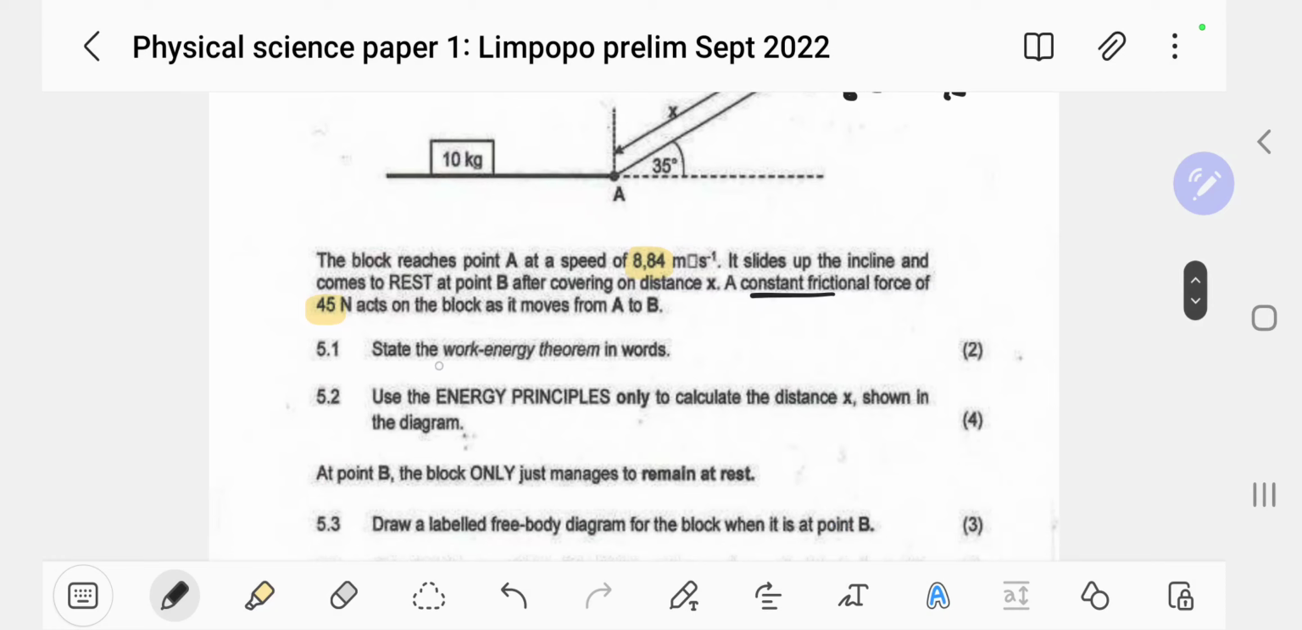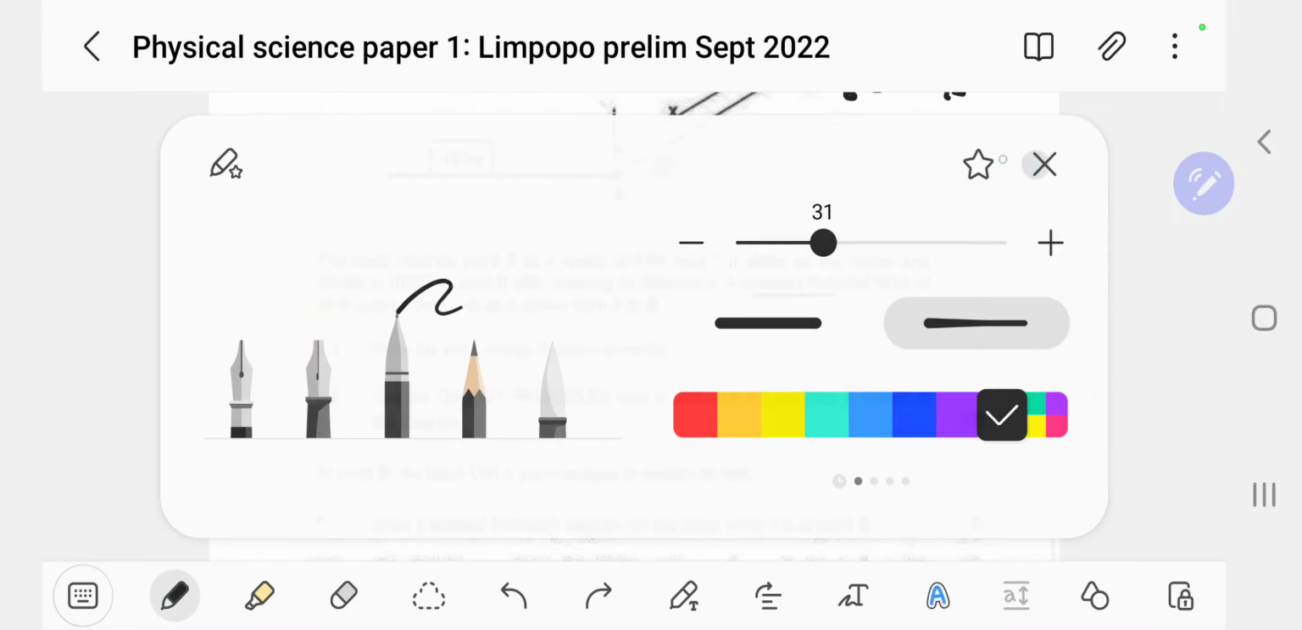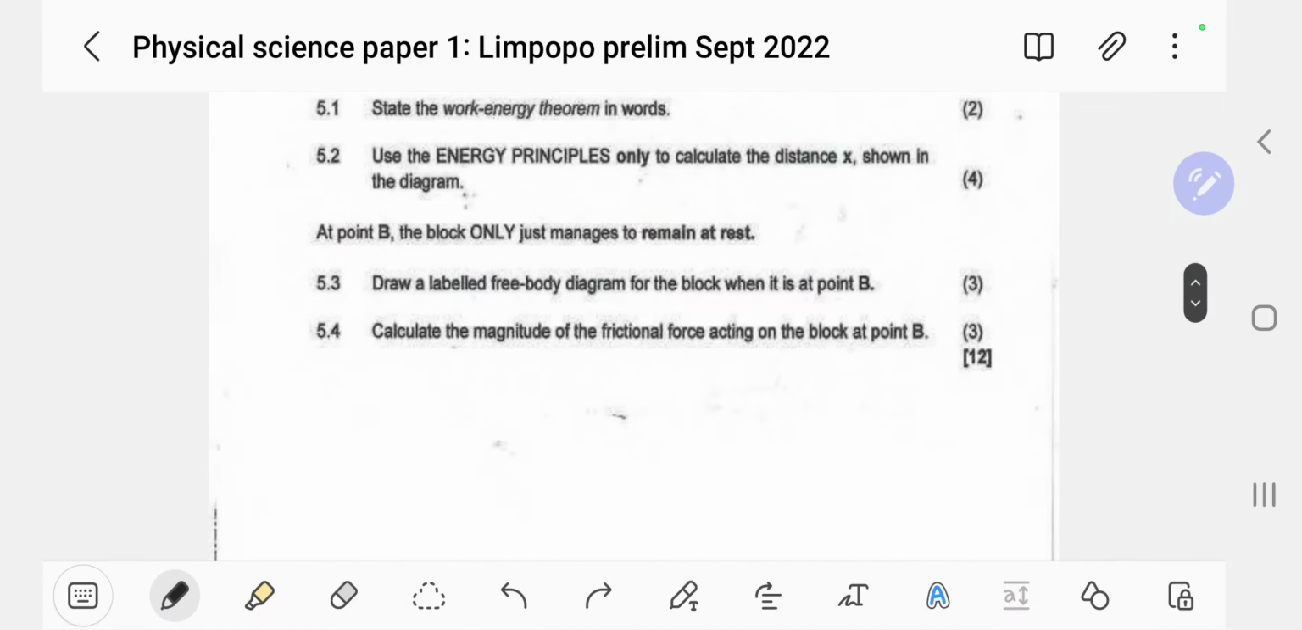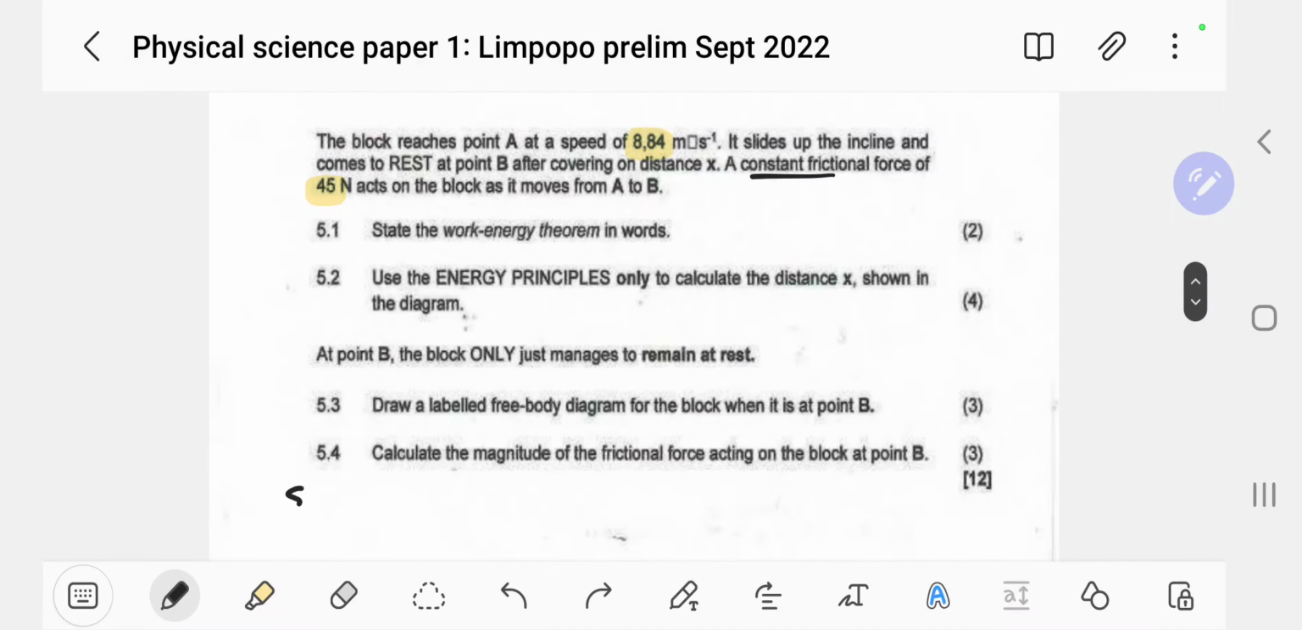Now again, free marks. State the work energy theorem in words. Can I just try and save time now, guys? Work, okay, yeah, maybe let's not. Why do I want to take shortcuts? I've decided I'm gonna go the long cut, so let's do it.